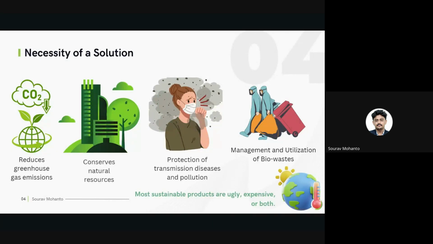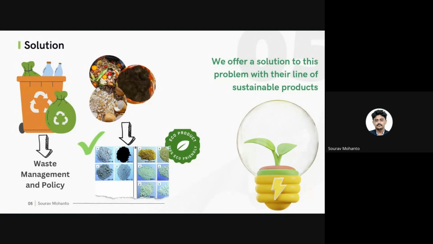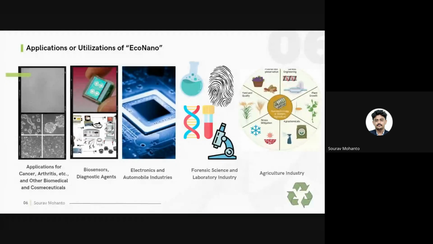And this solution should reduce the greenhouse gas emission. This should conserve the natural resources. This should also protect from transmission of diseases. And this should further utilize or manage this bio waste. Therefore, we need a solution. The first solution can be the management of the waste, and in the second solution, we can have a good product from this waste. So we have selected the second option, where from the bio waste we can derive natural products or nanoparticles, which can further be utilized for several purposes.